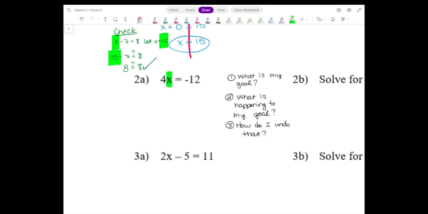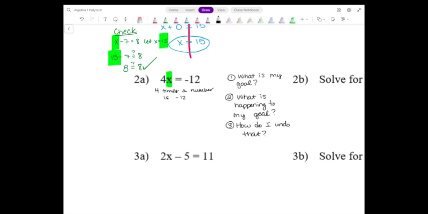All right. What is happening to my goal? I'm going to try and express it in words. So it says 4x equals negative 12. So 4 times a number is negative 12. All right, so we want to figure out what number times 4 equals 12, and then what the opposite of that is, since it needs to be negative, right?